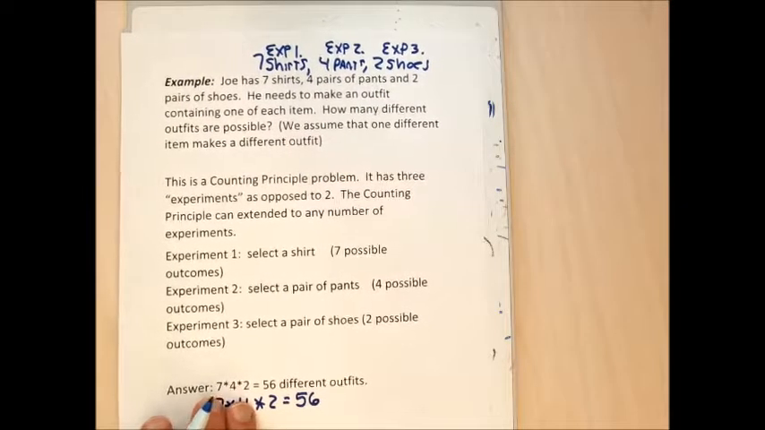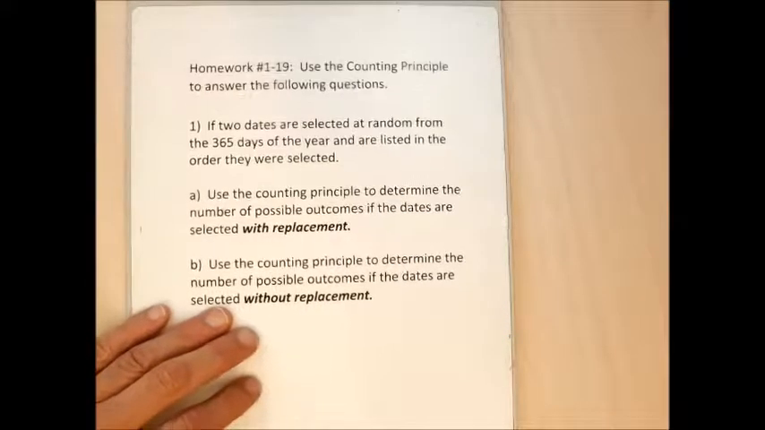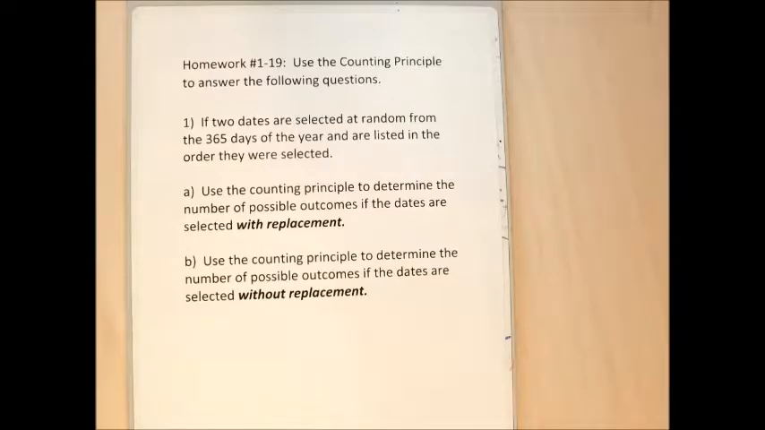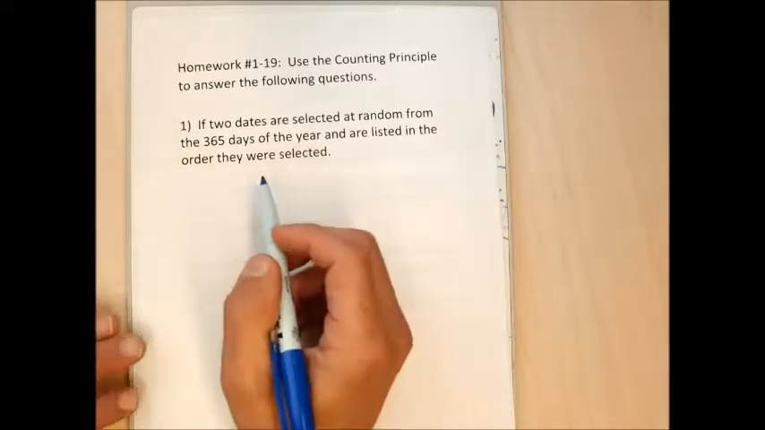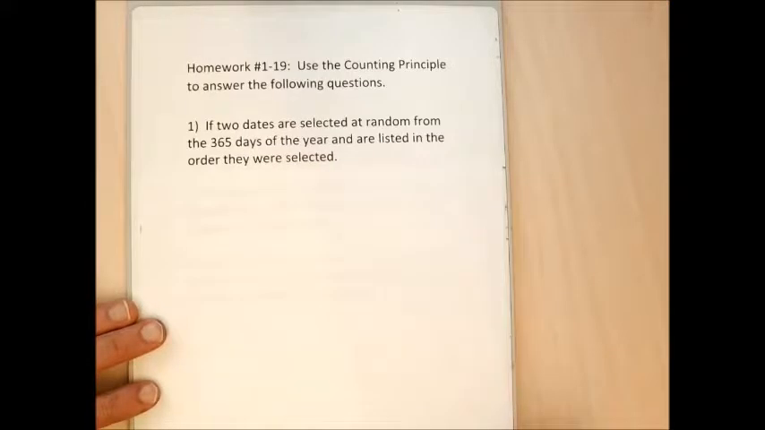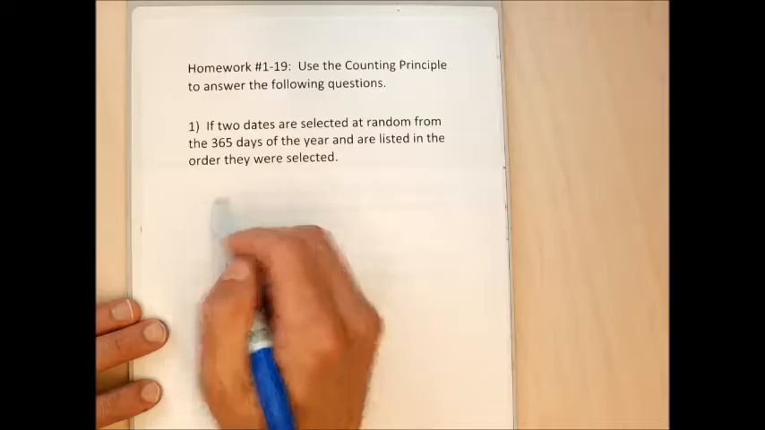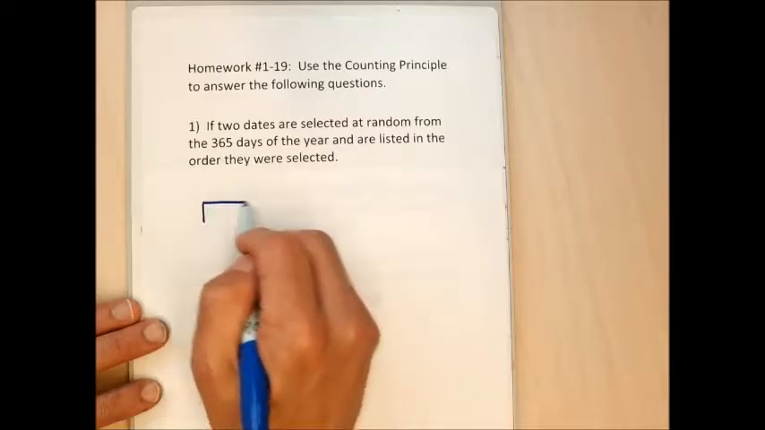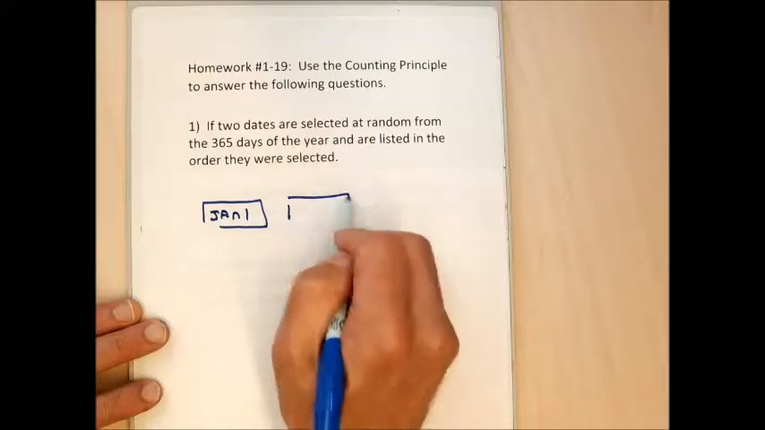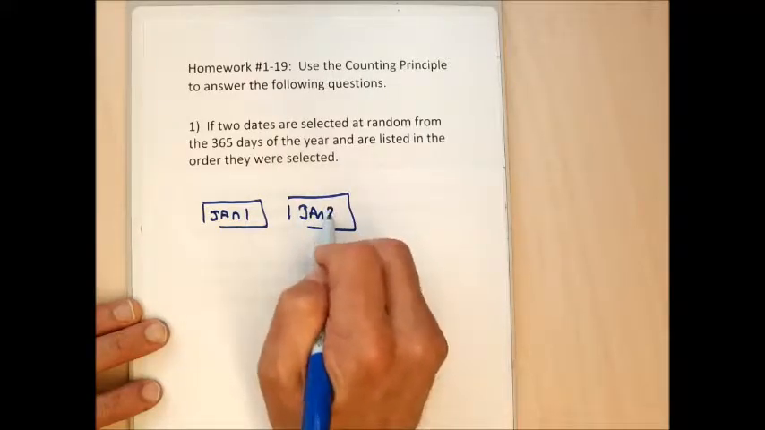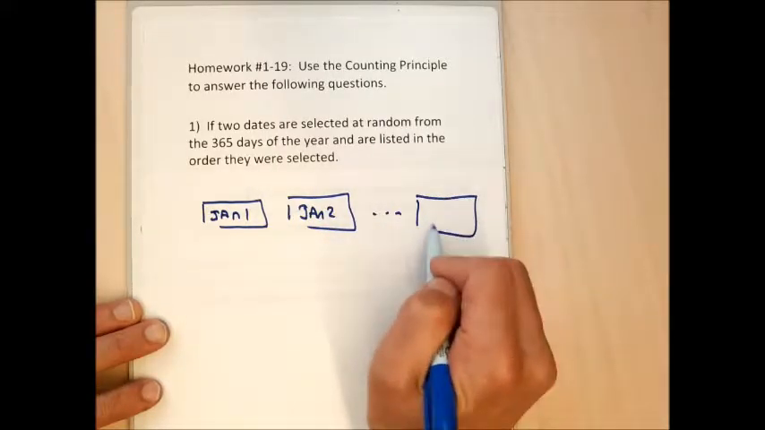All right, I don't like problem 1 so much, but let's jump into some homework. We're going to use the counting principle to try to get good with it. So problem 1 says 2 dates are selected at random from the 365 days of the year. So what might happen is I might put on individual pieces of paper, maybe January 1, January 2, all the way up to December 31st.